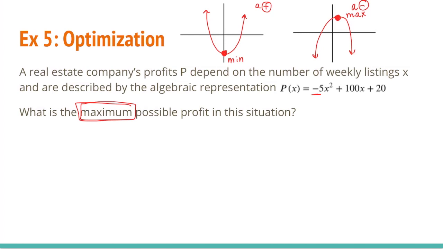So now I know that I need to find the vertex. What happens on the x-axis is the number of weekly listings. And what happens on my y-axis in this problem is our profit. So I can find my profit by finding the y value of that vertex, and I can find out how many weekly listings I need based on that x value of my vertex. So let's go ahead and do this the long way. Let's just complete the square for this equation.